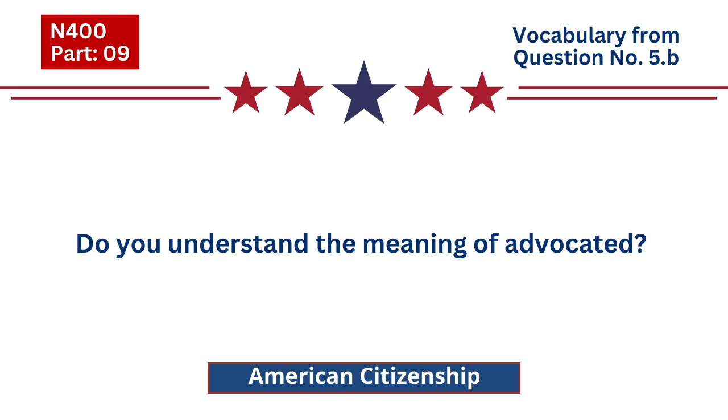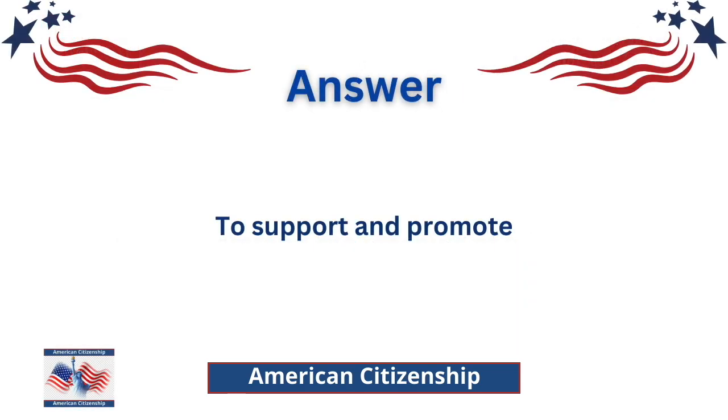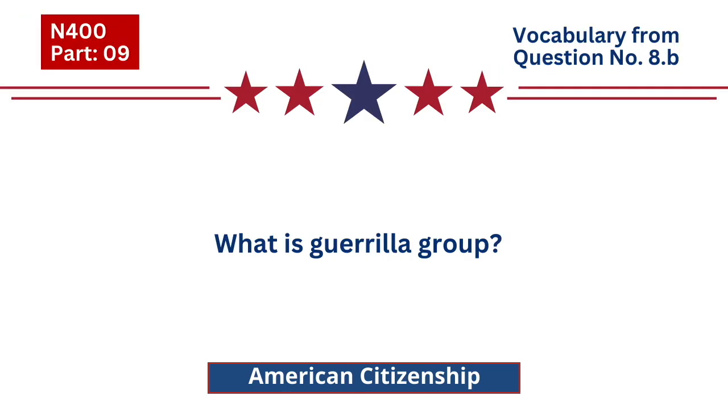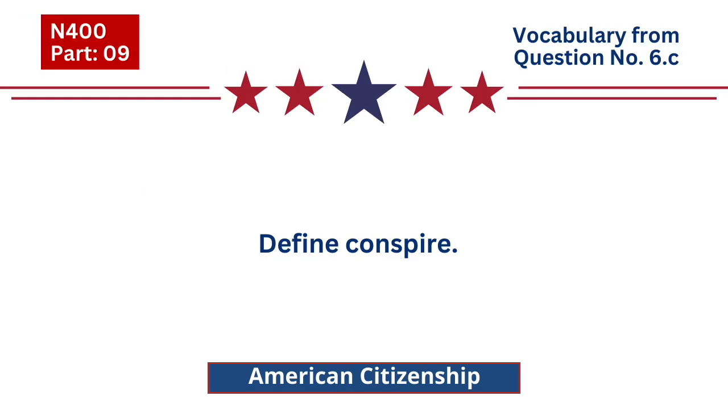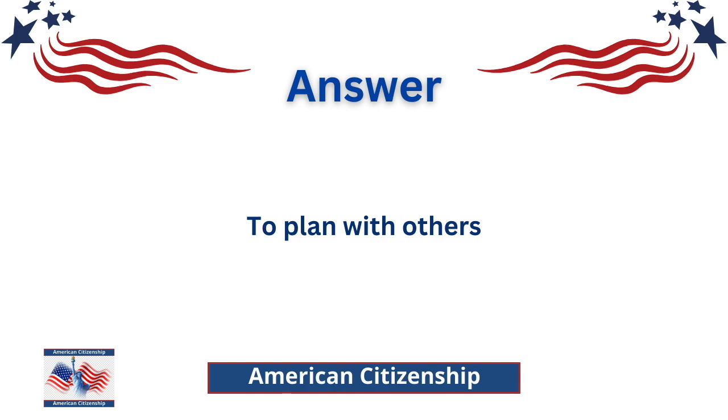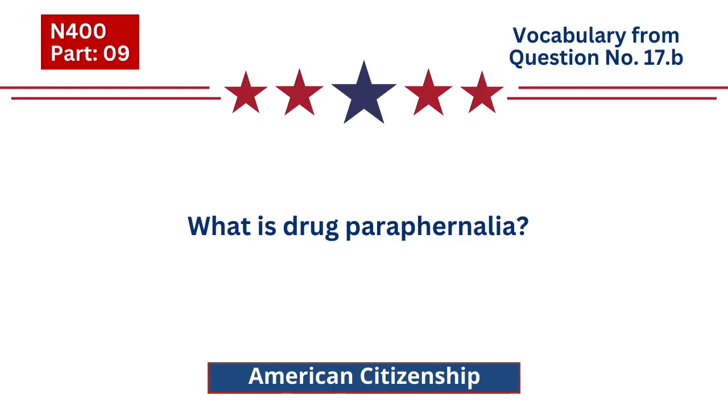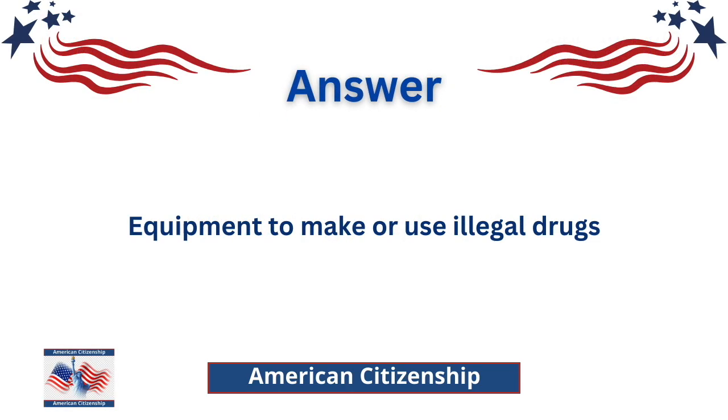Do you understand the meaning of advocated? To support and promote. What is guerrilla group? A group that uses weapons to fight the military, police, or government. Define conspire. To plan with others. What is drug paraphernalia? Equipment. To make or use illegal drugs.